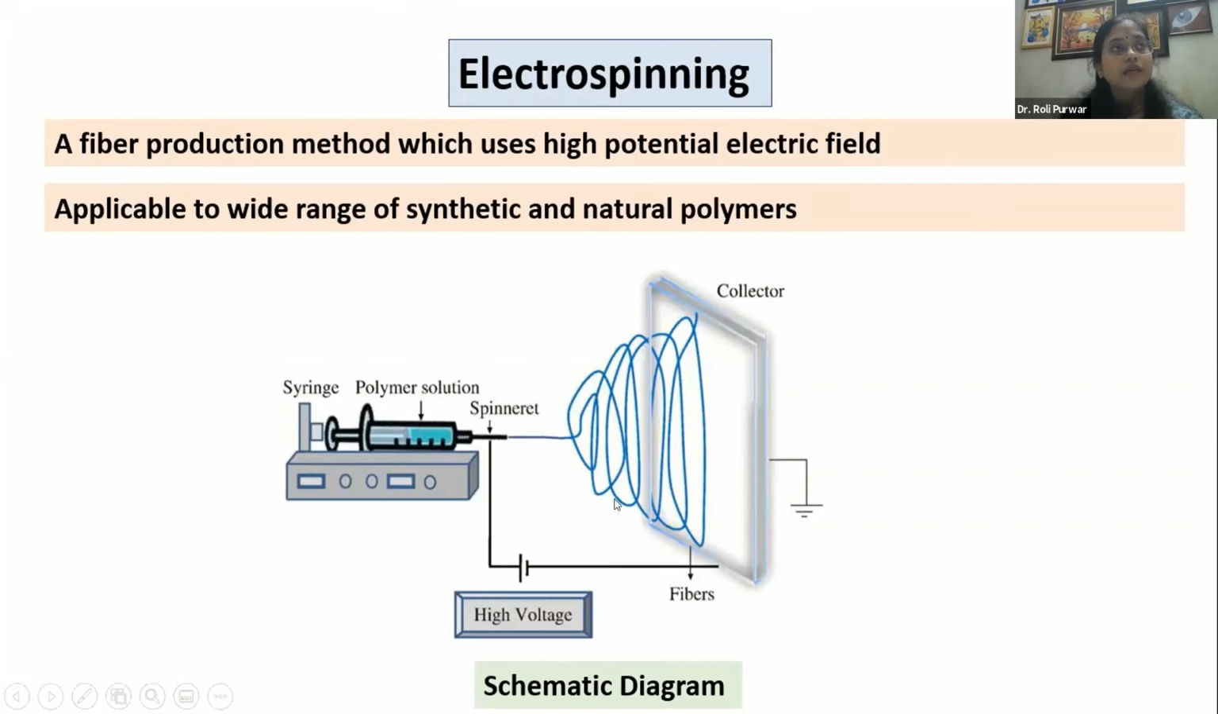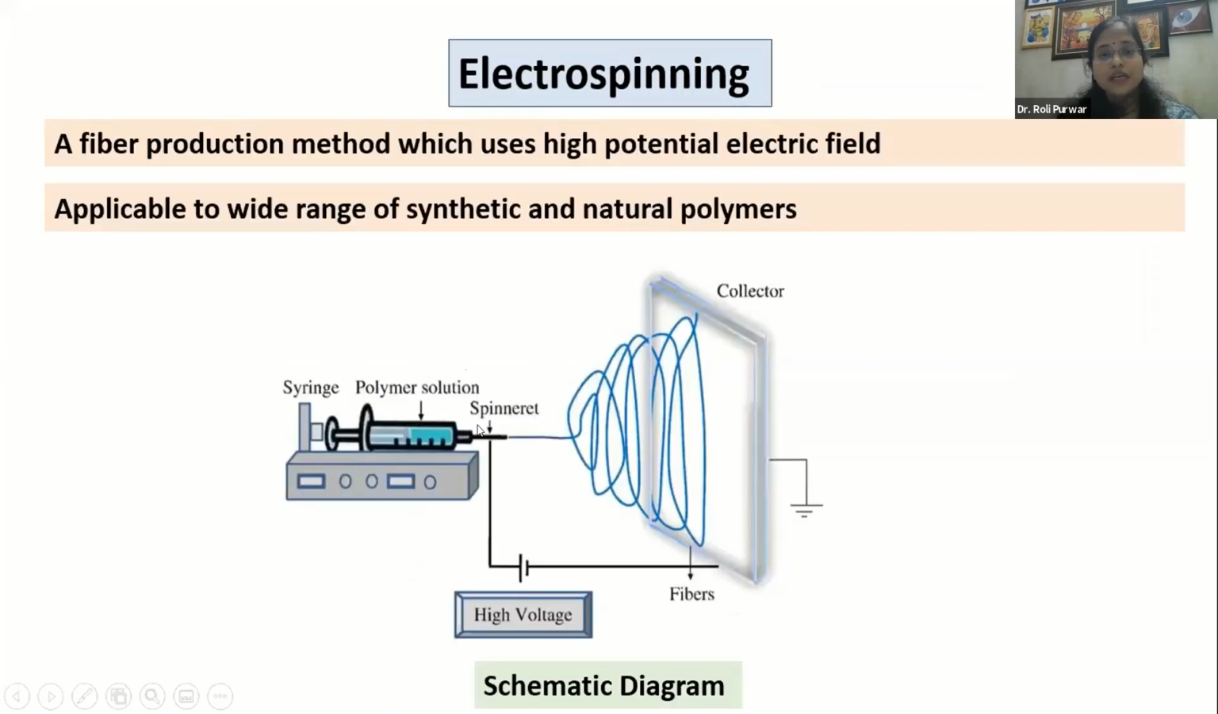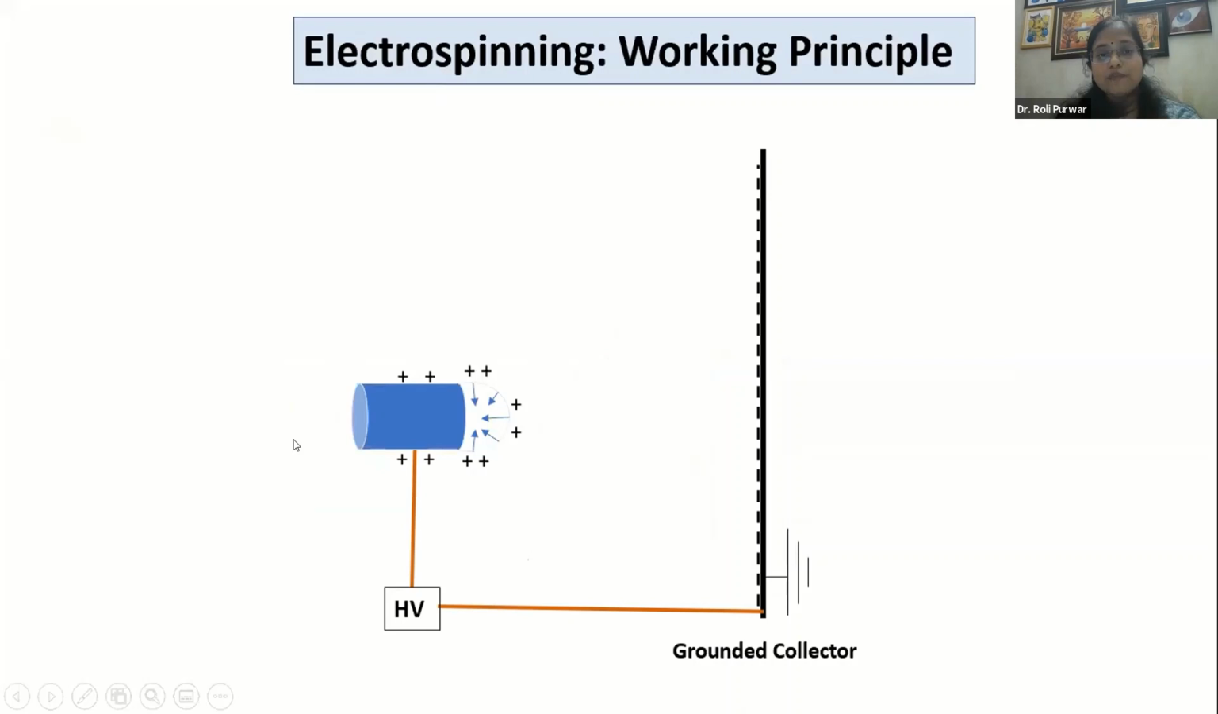Now we can look at how the fiber will generate. So this particular portion I have taken is the upper portion of the needle or the spinneret, which we are showing here. Then when we are pumping any kind of dope solution to this needle, because of the polymer solution surface tension, it will form a droplet over the surface of the needle.